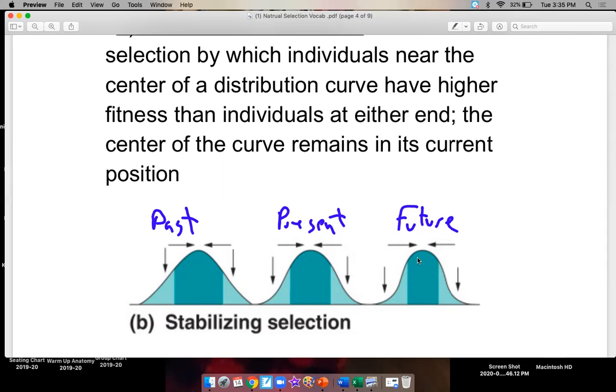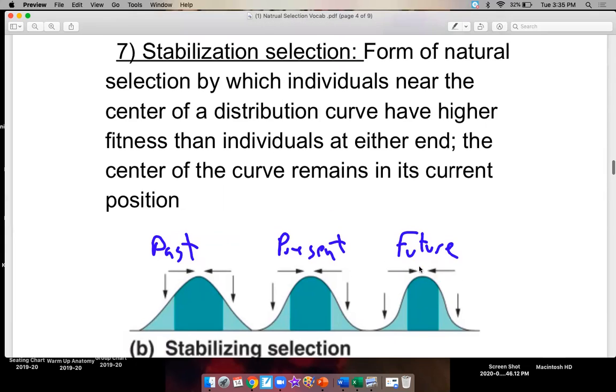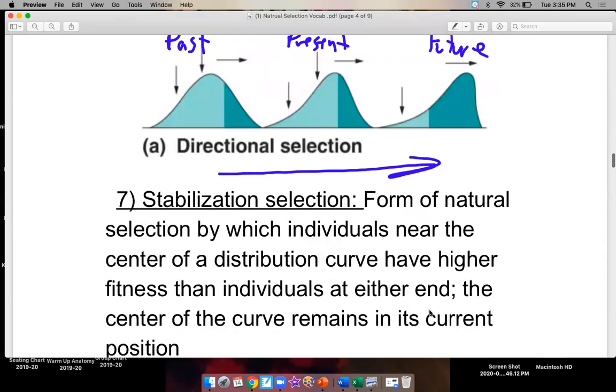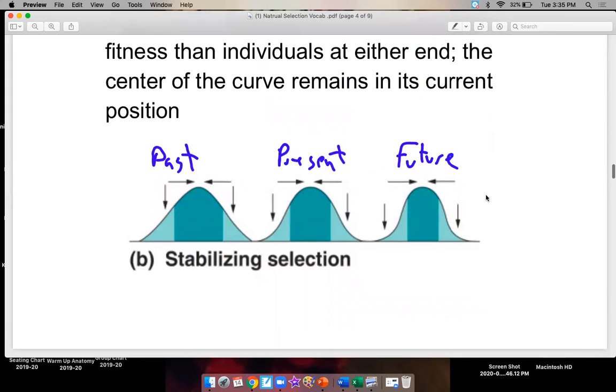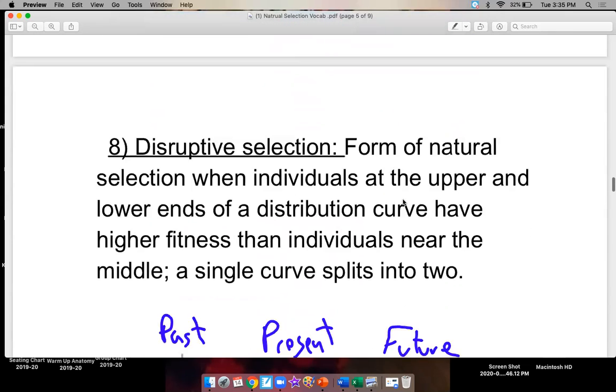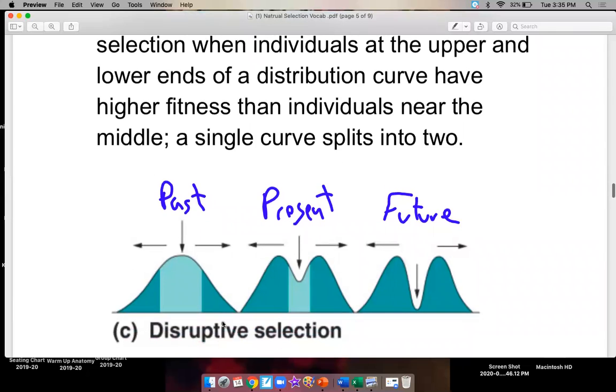So they all move toward what they were. Instead of changing to become different, they changed the differences to become the same. Instead of changing the variation, they got less variation. And now this next one, disruptive selection, is weird. Form of natural selection where the individuals at the upper and lower ends, meaning here and here, have higher fitness than the ones in the middle. A single curve splits into two curves.